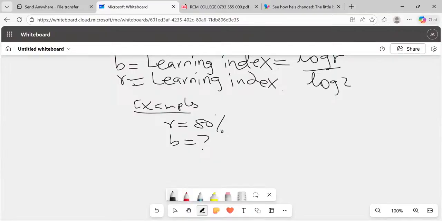Your calculator has this log function somewhere there.